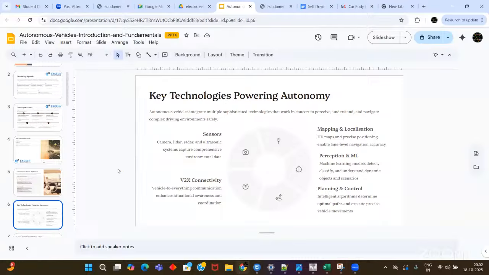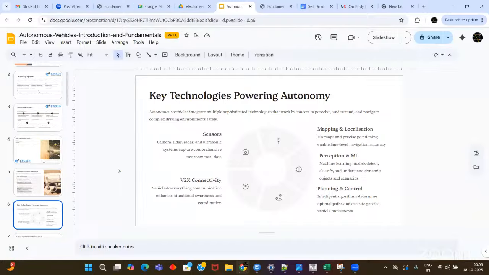So autonomous vehicles integrate multiple sophisticated technologies: LiDAR, sensors, automation, GPS navigation, perception, different types of driverless techniques, accelerometers, automated steering wheels, automated brakes. Everything is a sophisticated technology in itself. All these technologies are brought together and work in tandem, in a systematic manner, to perceive, understand, and navigate complex driving environments safely.